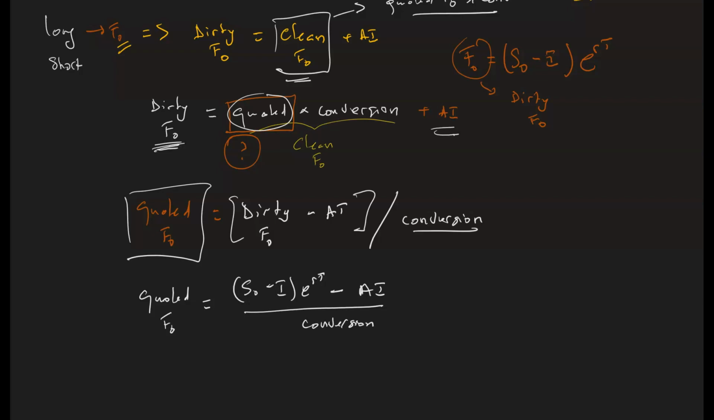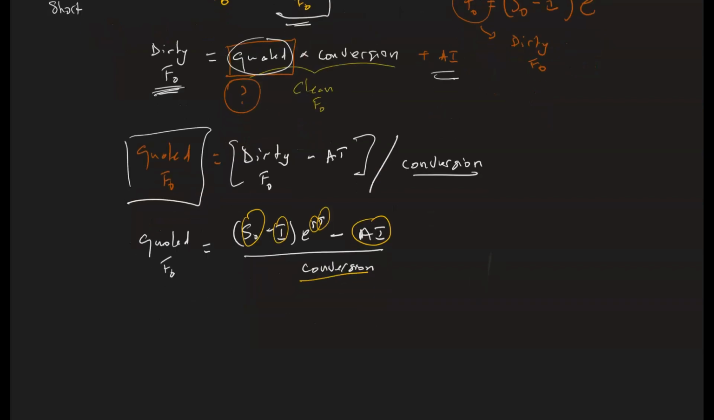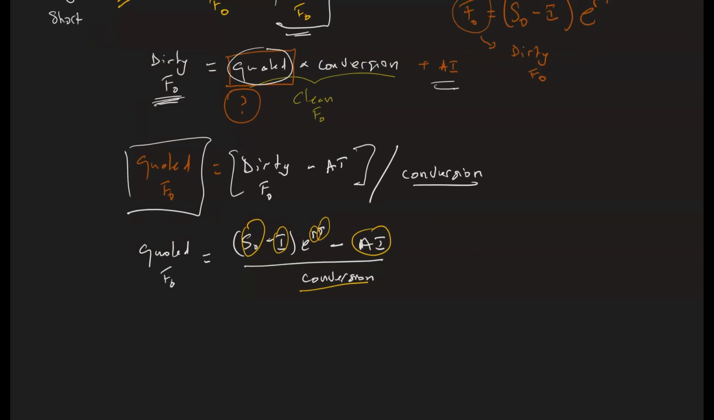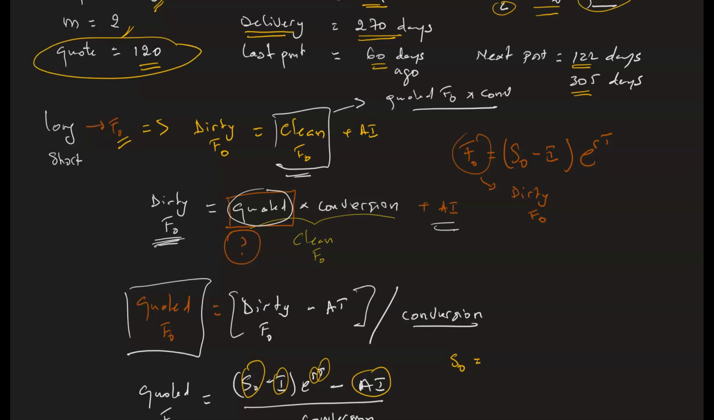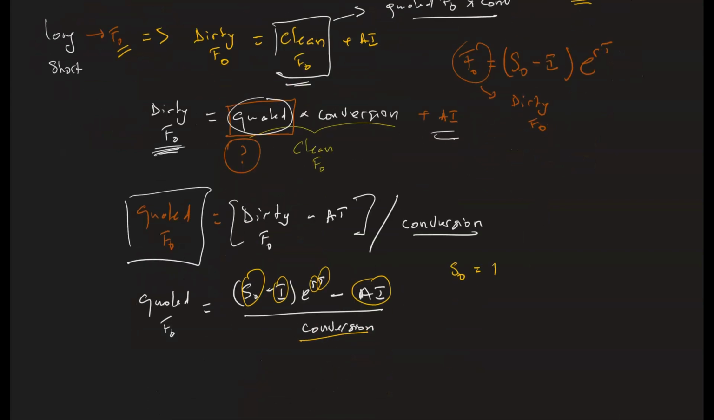So what do we need? We need S0, we need I, we need our interest rate, we need T, we need our accrued interest, and we have our conversion factor. So let's see what we have. S0, which is today's price of the bond, we don't know yet. So actually we do, it's given to us. It's the quoted price, that is the 120. So that's given to us, and that's 120.